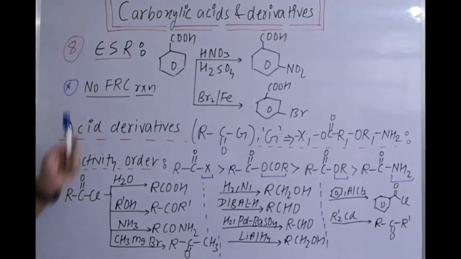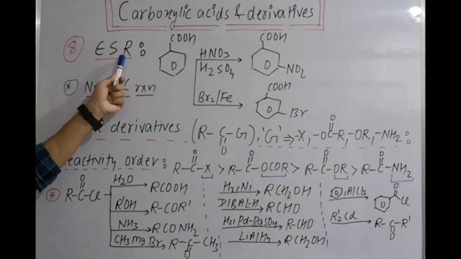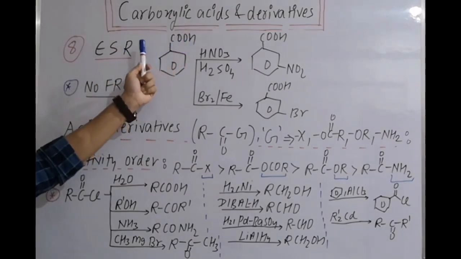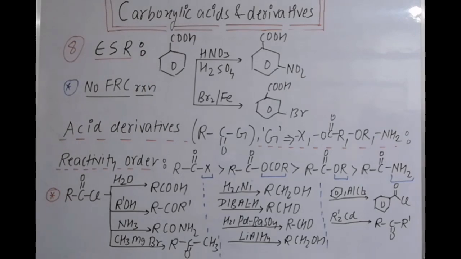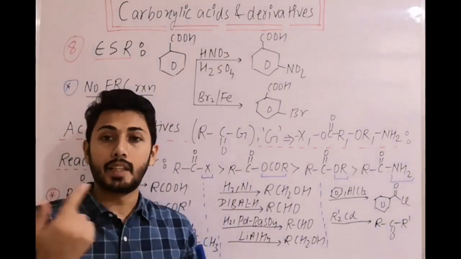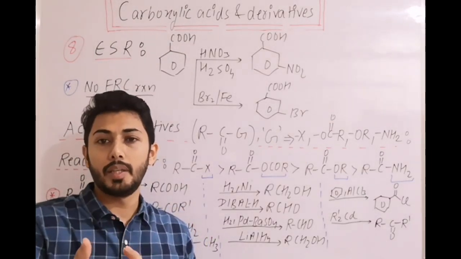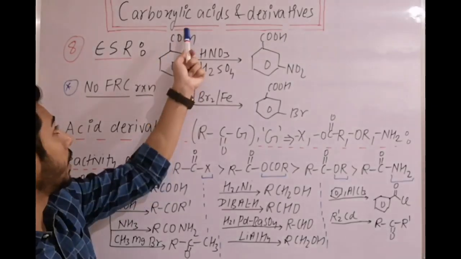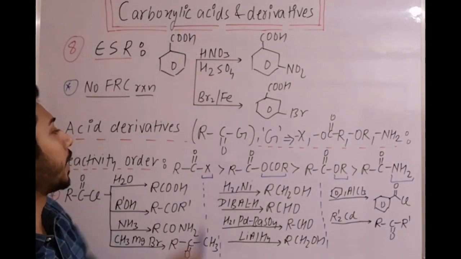Next is electrophilic aromatic substitution reaction of COOH group on the benzene, that is benzoic acid. Now if you remember, carboxylic acid is a deactivating group because it is minus M as well as minus I. So here it is a deactivating group, and it is meta directing.